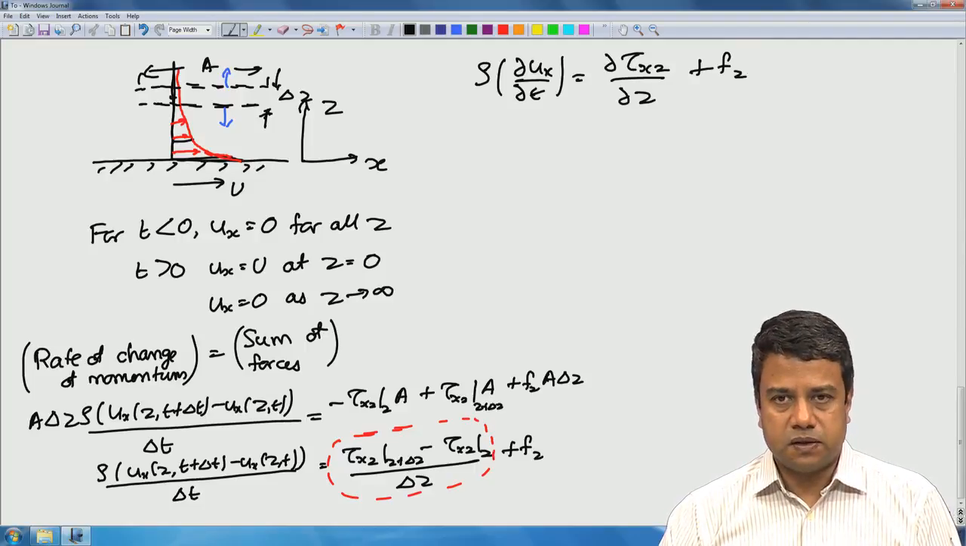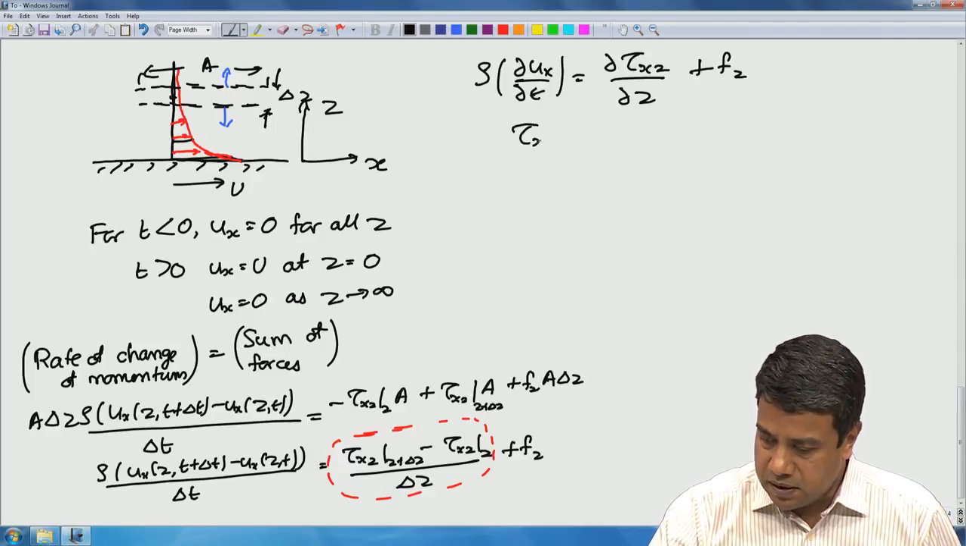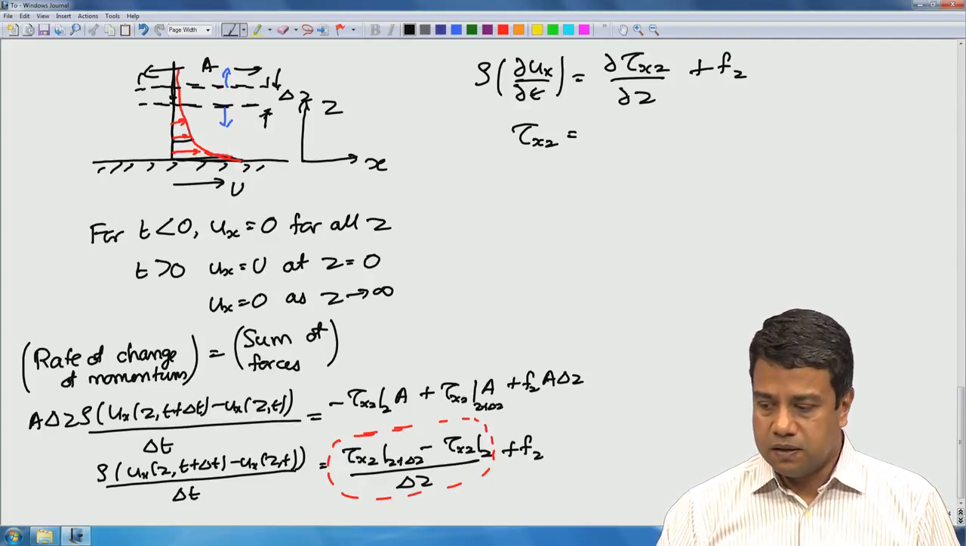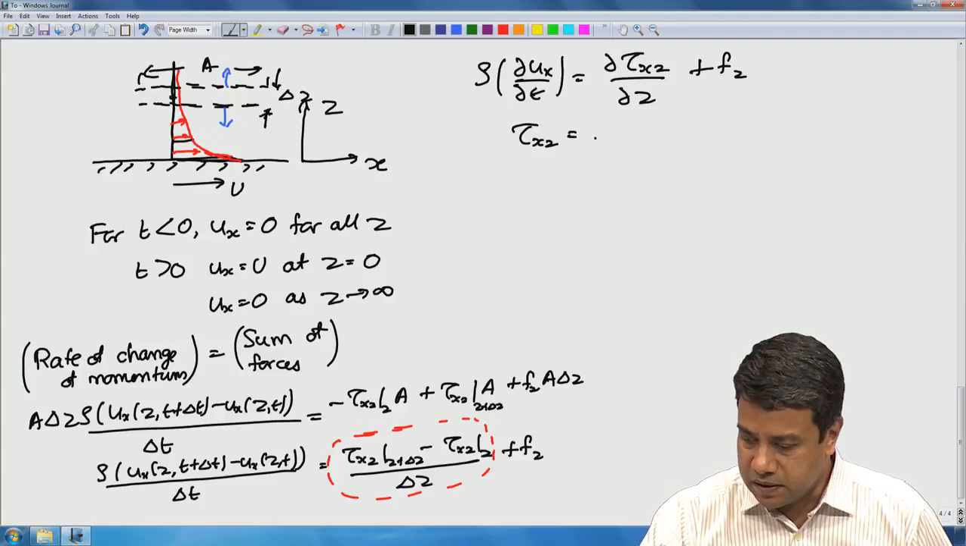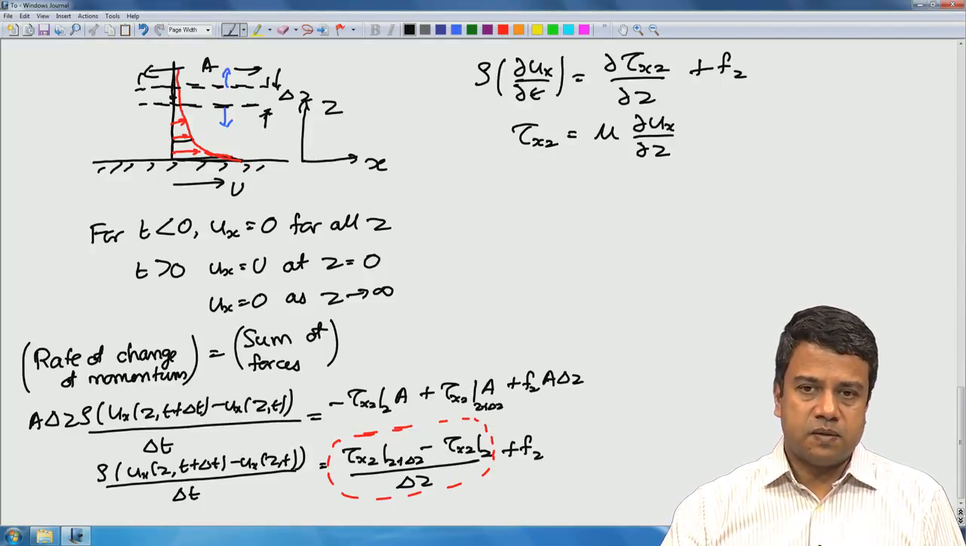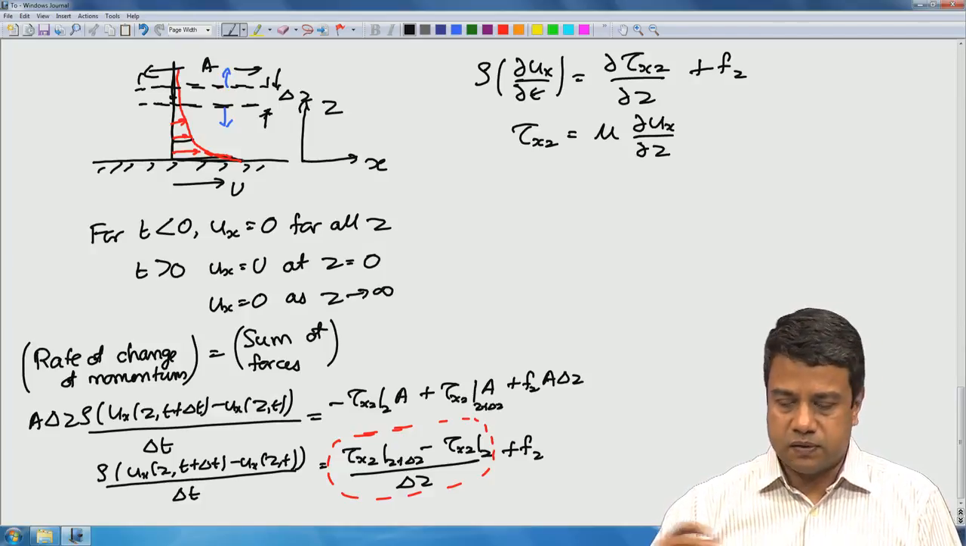Now, we use Newton's law for viscosity, the constitutive relation for the shear stress. If you recall, I had said that in the case of Newton's law, we have to write the stress as plus mu times partial ux by partial z, because the force is considered positive if it increases the momentum of the volume below. That was the reason.